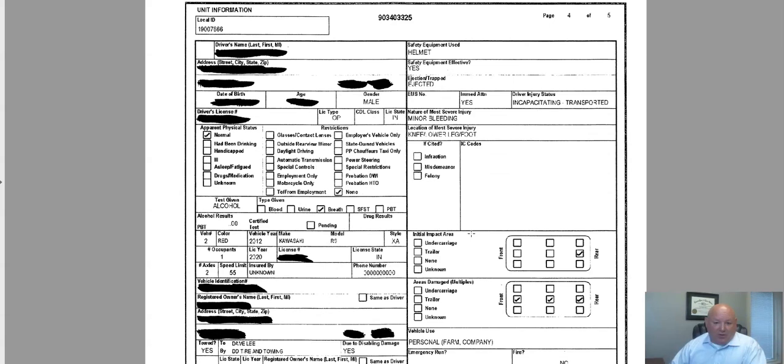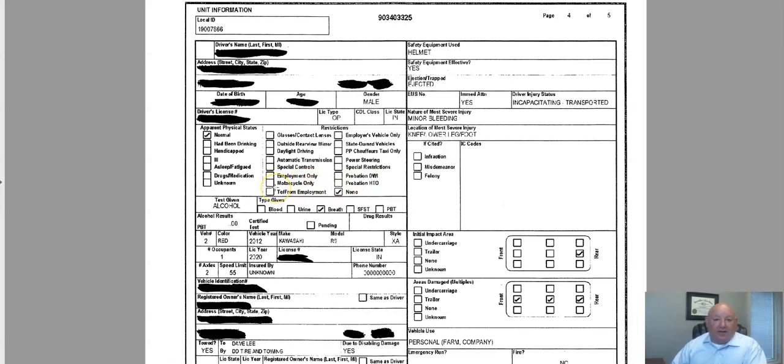For biker number 2, who was in front and was struck in the rear end, again, this would be where his information and license number would be found. Over here it says he was wearing a helmet. He was thrown from his motorcycle. He suffered incapacitating injuries and was transported by ambulance. He had bleeding in his lower extremities.